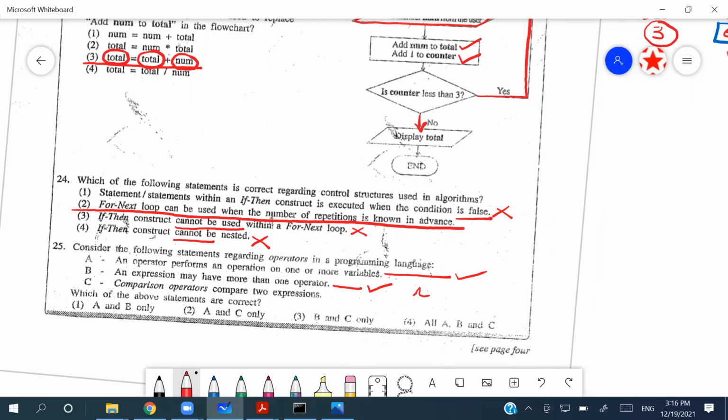So if you say x plus y minus z, there are multiple operators inside one particular expression. Comparison operator compares two expressions. Generally, when it comes to the comparison operator, the left hand side is compared to the right hand side, right? So two expressions or two variables, we can take it as a generally correct one. Right, so it seems all are correct.